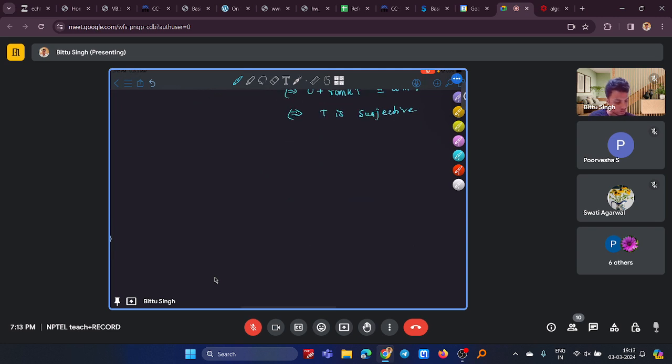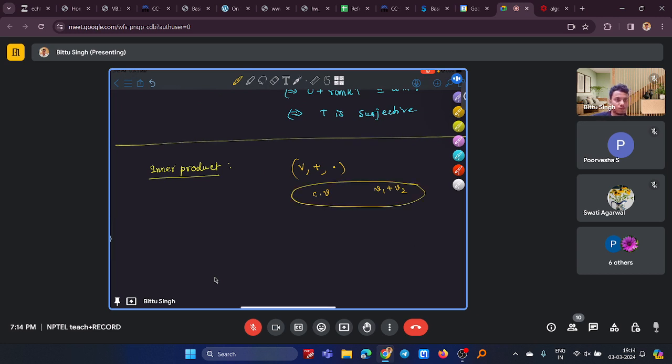Let us start the definition. What is inner product? In a vector space, we have seen the structure of addition. There is the addition structure and there is another structure which is scalar multiplication. We can multiply any scalar with a vector, and we can add two vectors also. Those are the properties from the vector space. But the question is, can we multiply two vectors? The answer will be yes, sometimes we can multiply.